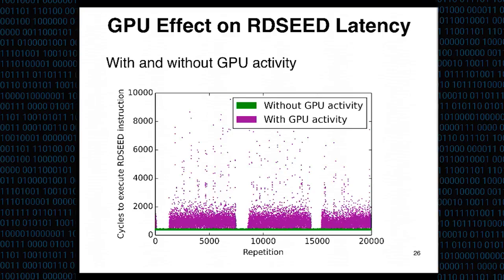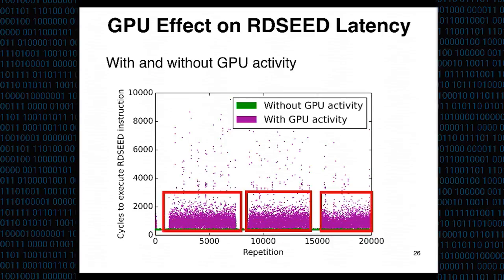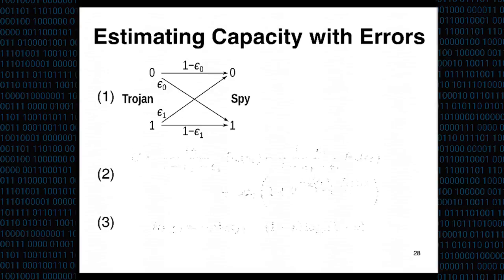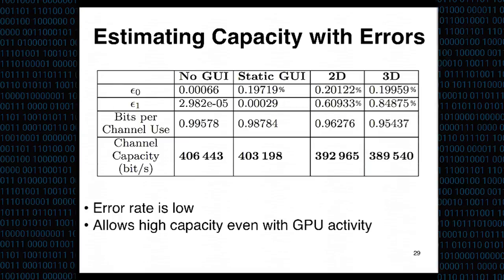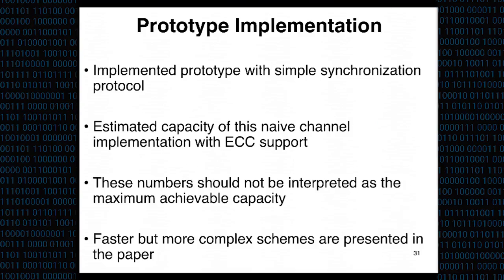Now, we also studied the effect of GPU. GPUs basically have some noise on the interconnection network, so that delays things a little bit. But the impact of this is not very significant. We had formulas in the paper, but it basically drops your capacity a little bit, because GPU noise is periodical, and it doesn't really change much. Now there are complex protocols that can be implemented: how to detect Trojan, how to detect spy, how to know when to start a transmission, like a pilot signal and stuff like that. These are all described in the paper.